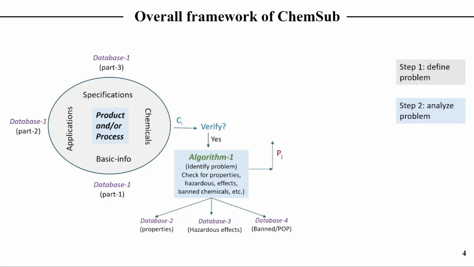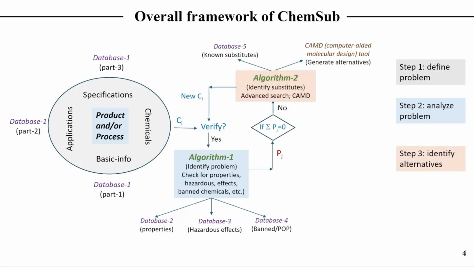Step 2. The system performs problem analysis using algorithm 1, where the target chemicals are evaluated based on properties, hazardous effects, and regulatory information such as banned chemicals, POP-related restrictions, or toxicity. Step 3. After the problem has been analyzed, and if problems with chemicals are identified, ChemSub proceeds to identify possible alternatives through algorithm 2. This can be done either through database search using known substitutes or through CAMD-based generation of new candidate molecules, generate and test method.